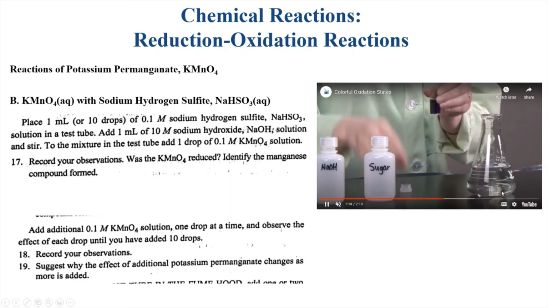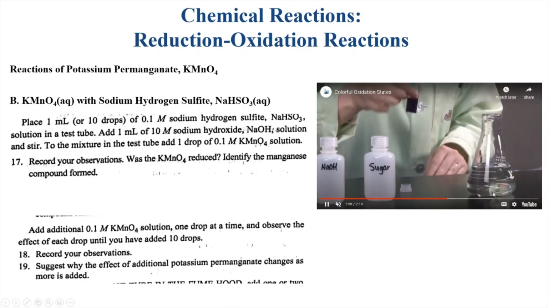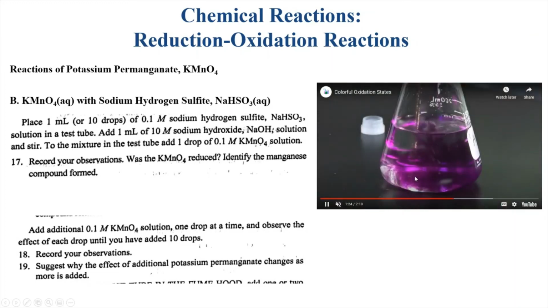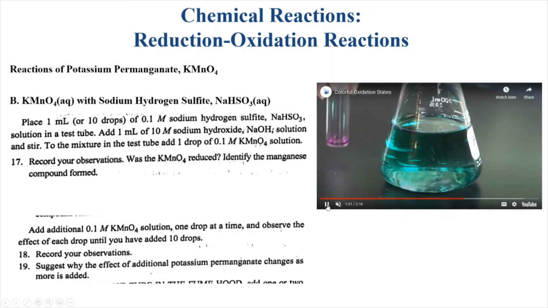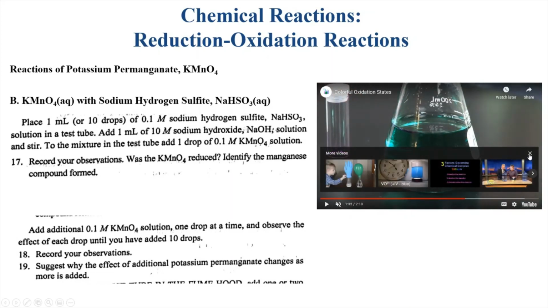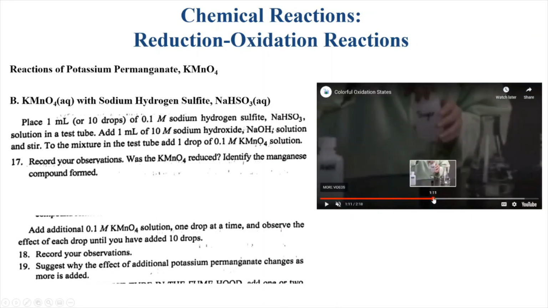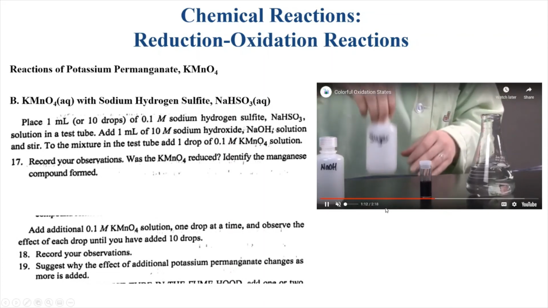So here we have our solution of sodium hydrogen sulfite, and we're going to add in our potassium permanganate, and we're going to watch what happens as it reacts. And that color right there is exactly what we want to observe. So based on that color from table 1, you're going to write down your observations. You saw what happened when you added the potassium permanganate, what color that was.